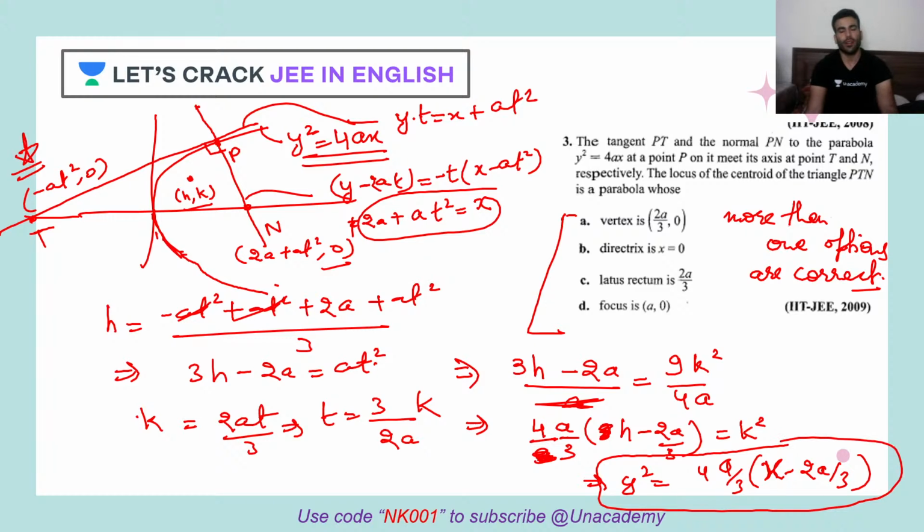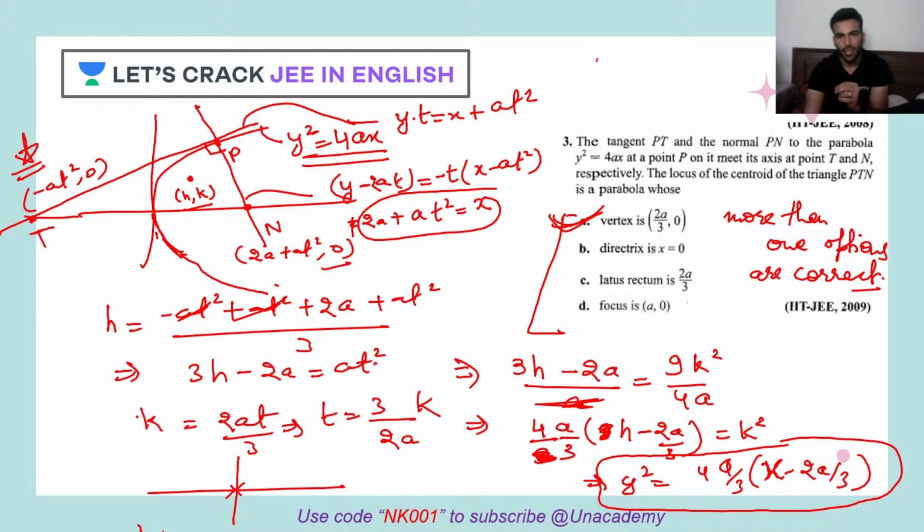Okay, now looking at this parabola, I can clearly say vertex, this is equal to the standard form. So vertex has been shifted. So vertex will be 2a by 3 comma 0. So A is correct. Clear? Now focus. How do we find the focus? Focus is always a distance of capital A from the vertex.